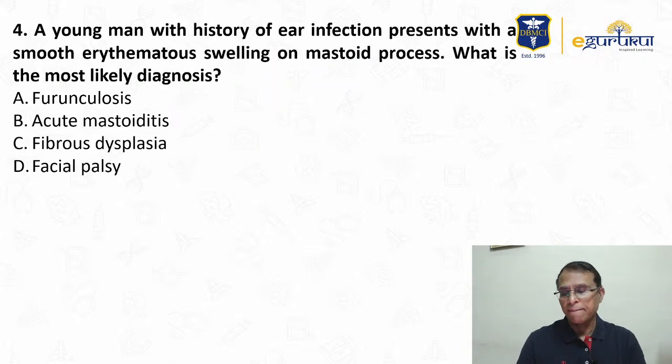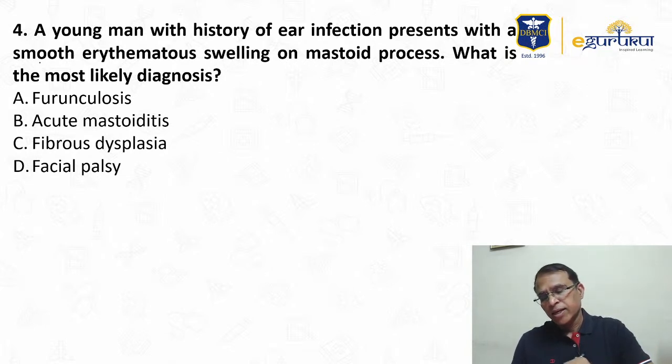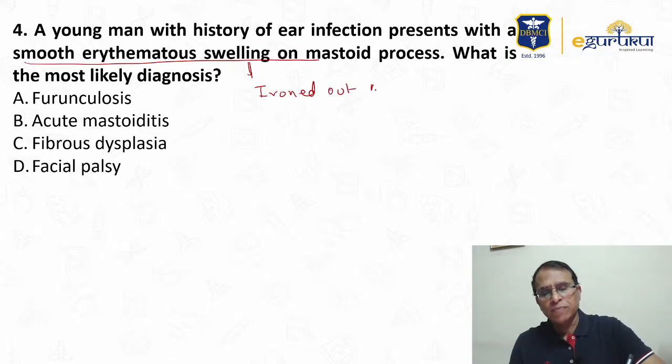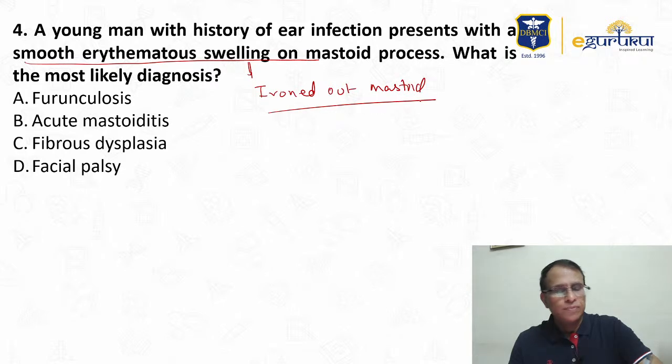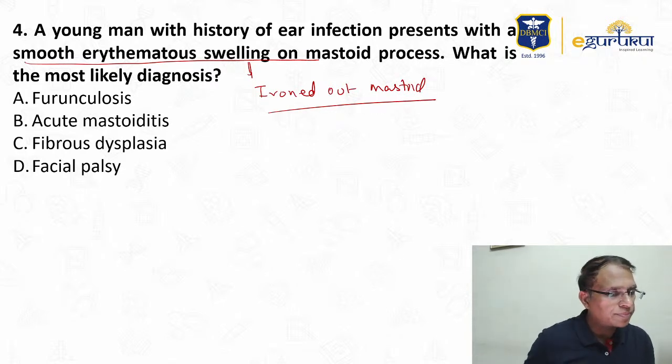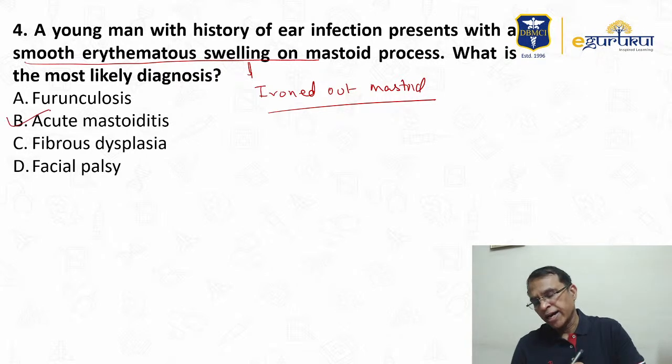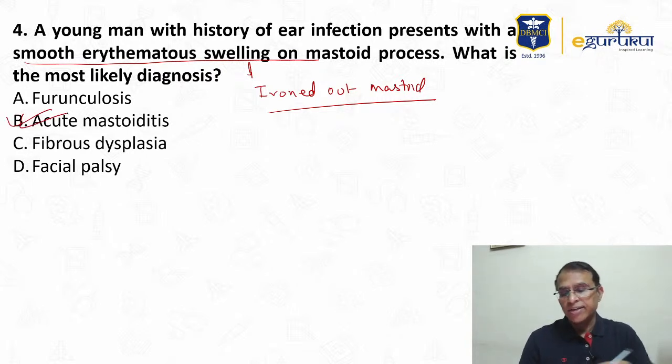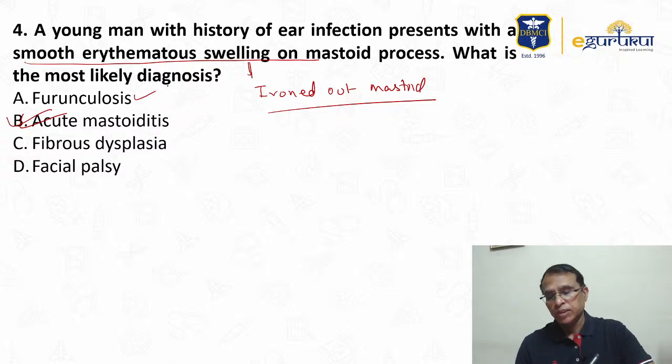We have discussed this. A young man with a history of ear infection presents with a smooth erythematous swelling in the mastoid process. Which is the most likely diagnosis? A smooth erythematous swelling, this is called ironed out mastoid. This finding is described as ironed out mastoid. And obviously ironed out mastoid is a feature of mastoiditis. In the rest of them, the mastoid has no problem.